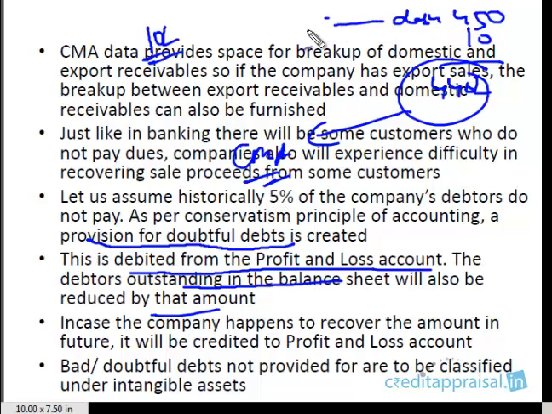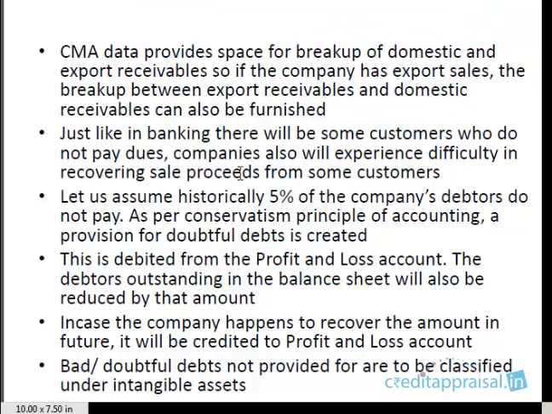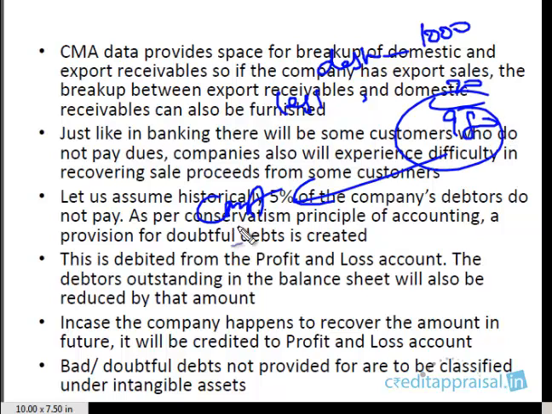You should not take that 450, right? Because you already made a provision of 10 lakhs. You have to take only 440 lakhs. In future, if the company happens to recover this 10 lakhs, fine. Then in the next year it will be credited to the P&L account. That is something which you need not be worried about. But the point is, in the balance sheet, what they're going to show is debtors of some amount, 1000 lakhs, less provision for doubtful debts, say 20 lakhs, and arrive at some figure. This is the figure you have to take in the CMA data under the head of debtors, right?